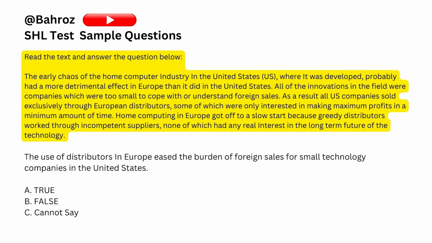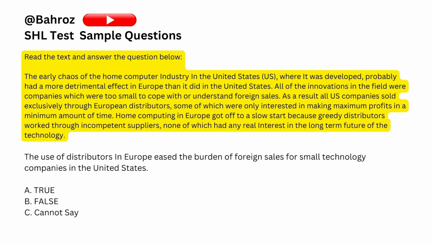I have a few other tips as well, which I'll spread across the video, so continue watching the sample questions and their answers. Next question: the early chaos of the home computer industry. The US, where it was developed, probably had a more detrimental effect in Europe than it did in the United States. All of the innovations in the field were companies which were too small to cope with or understand foreign sales. As a result, all US companies sold exclusively through European distributors, some of which were only interested in making maximum profits in a minimum amount of time.